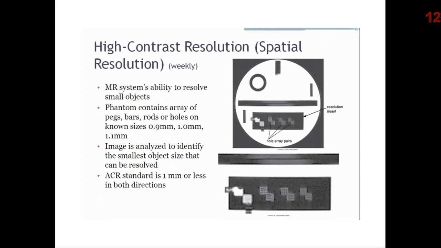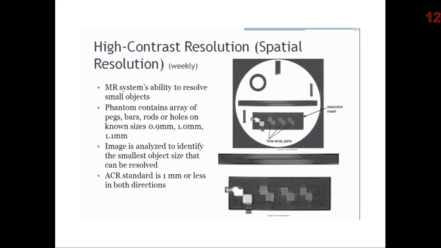High contrast resolution, or spatial resolution, is the MRI system's ability to resolve small objects. The ACR MR Phantom is used to test this and has inserts with arrays of holes in different sizes, with diameters of 0.9 millimeters, 1 millimeter, and 1.1 millimeters.